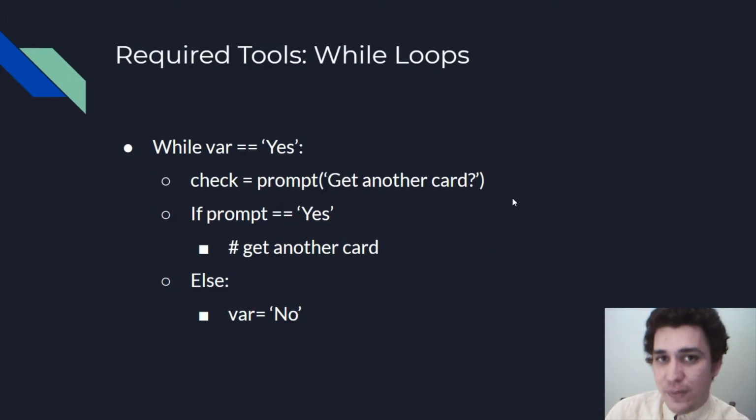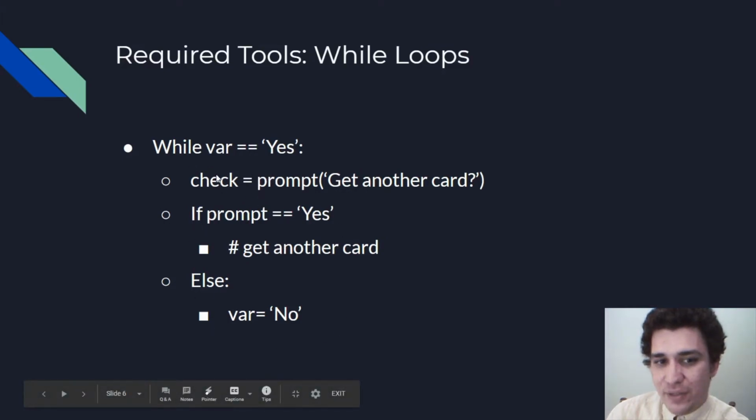While loops operate in a similar way, except a while loop requires you to know the conditions that this loop will run under. So for example, we might set a variable equal to yes and then say while the variable is equal to yes, do all this stuff.